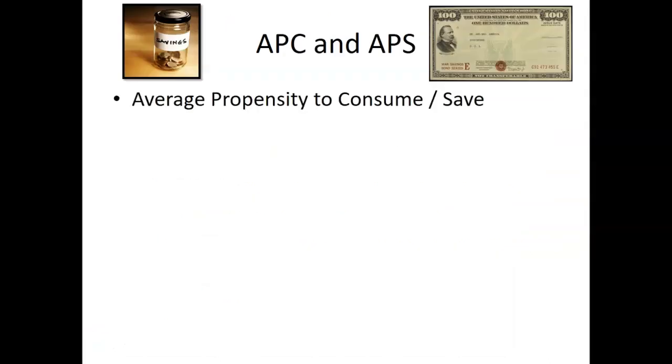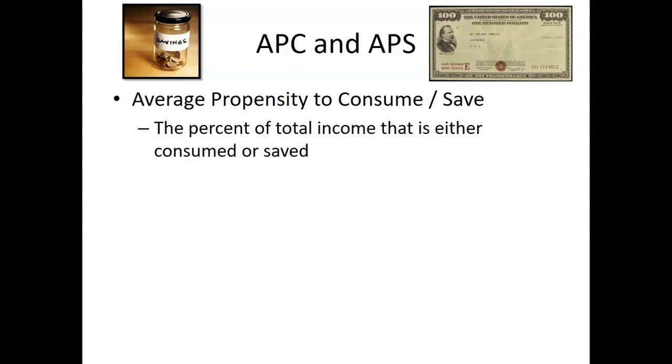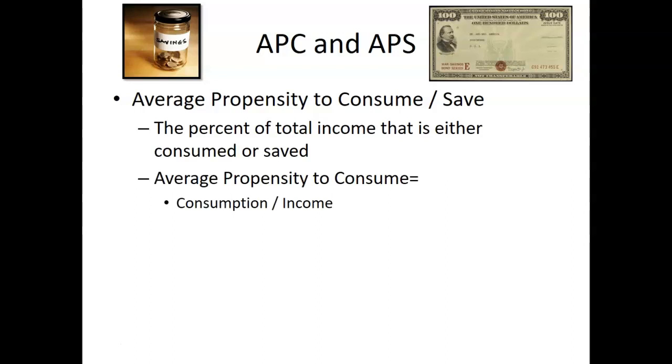So we have this thing called average propensity to consume and average propensity to save, which is, out of your income, what is the likelihood on average that you're going to consume or save? The percent of total income that's either consumed or saved. The equation is pretty simple. You take your total consumption and you divide by the total income. Whatever that number is, that's your APC.